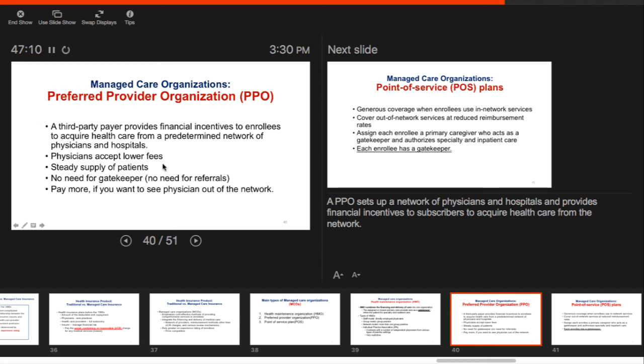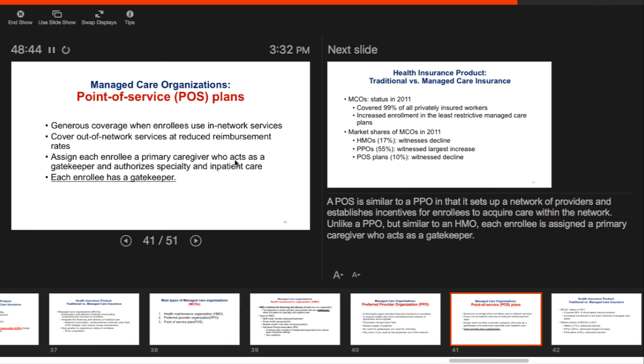Here, physicians accept lower fees, there is a steady supply of patients, and there is no need for a gatekeeper. That's the least restrictive version of managed care, and most people have recently preferred this version. The third type of managed care organization is the point of service, POS, plan, which is basically between the PPO and the most restrictive version, the HMO.